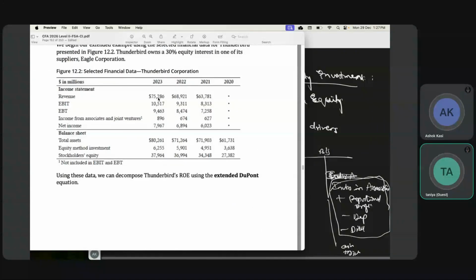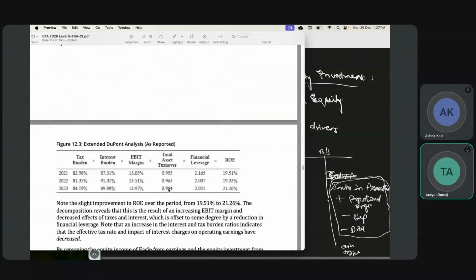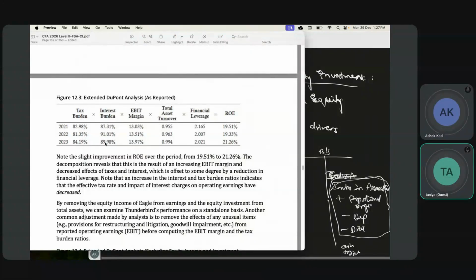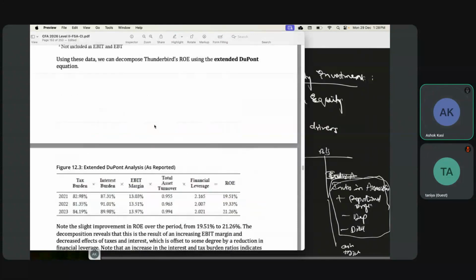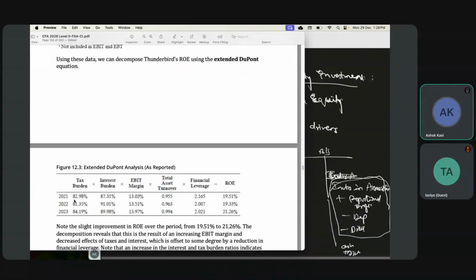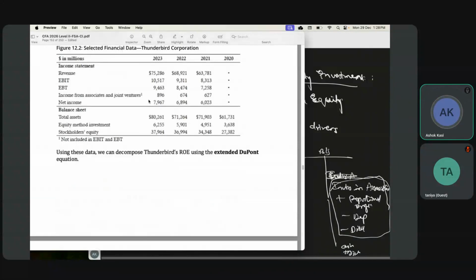So are they paying more interest? Like in 2021, they were paying only 87%. No, now they are paying less interest. How? Because earlier the interest burden was 13%, and now they are paying 11 percent. So it is less. You can cross check here also. Say, for example, 2021, we will see.